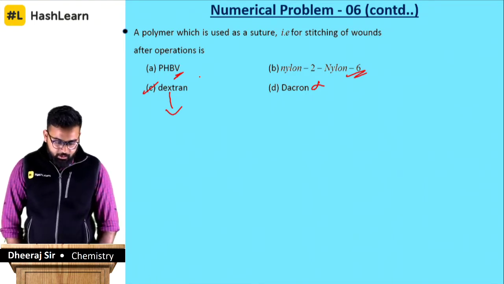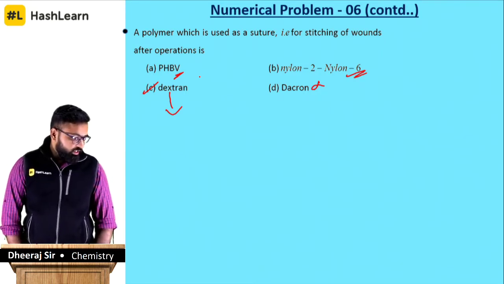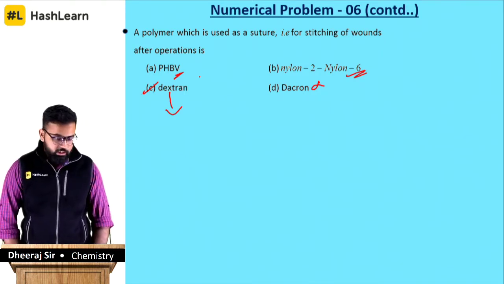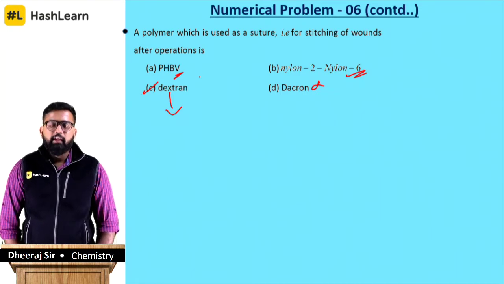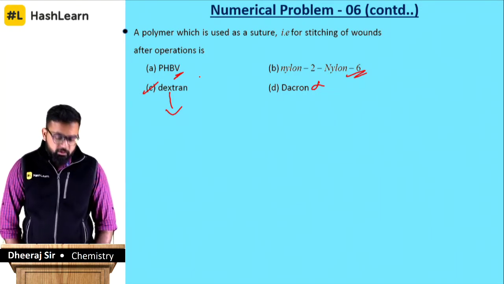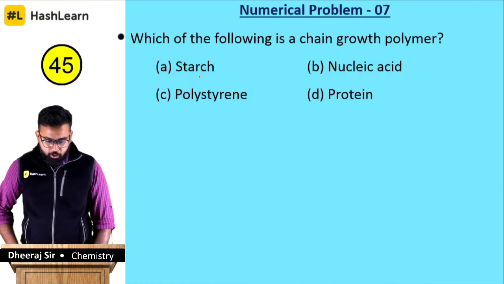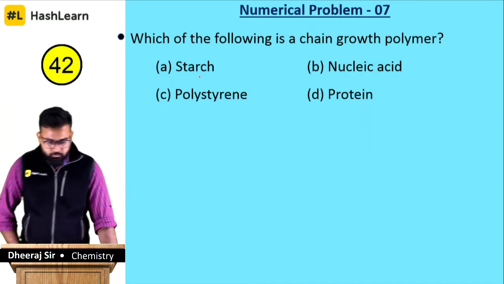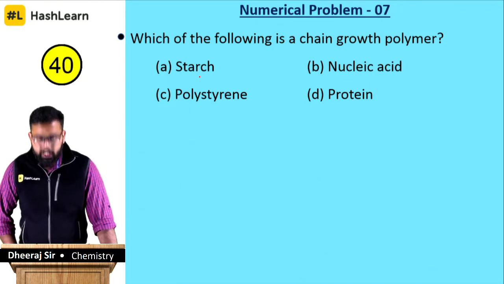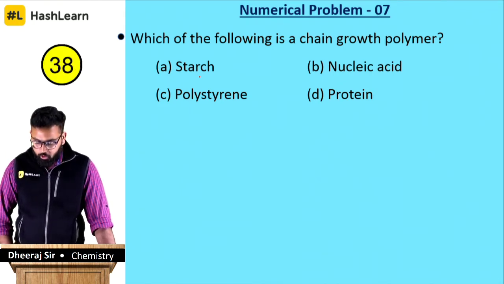Ria says it is D, but no, Dacron is not. Sakshi and Peru were close, who say it is PHBV, which is also a biodegradable polymer, but it is not the right answer for this question. Hope you guys have understood. Moving on to the 7th question. Which of the following is a chain growth polymer?